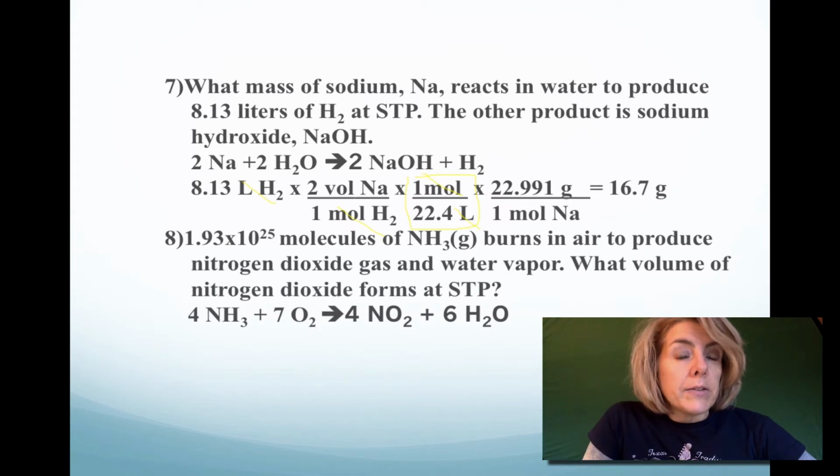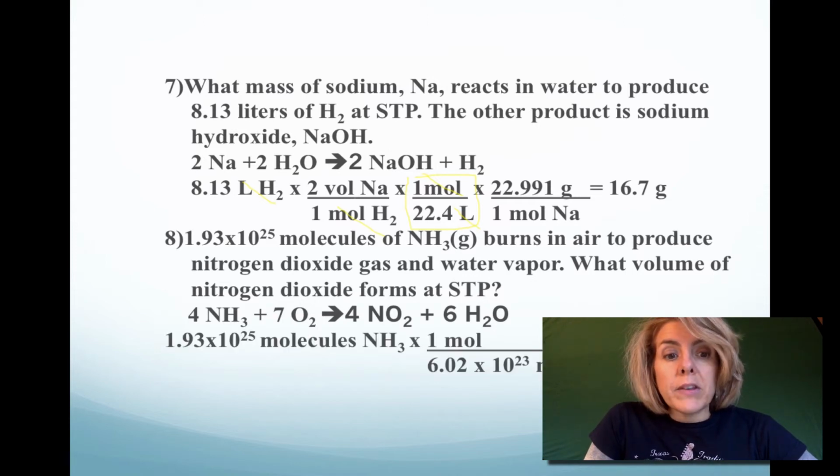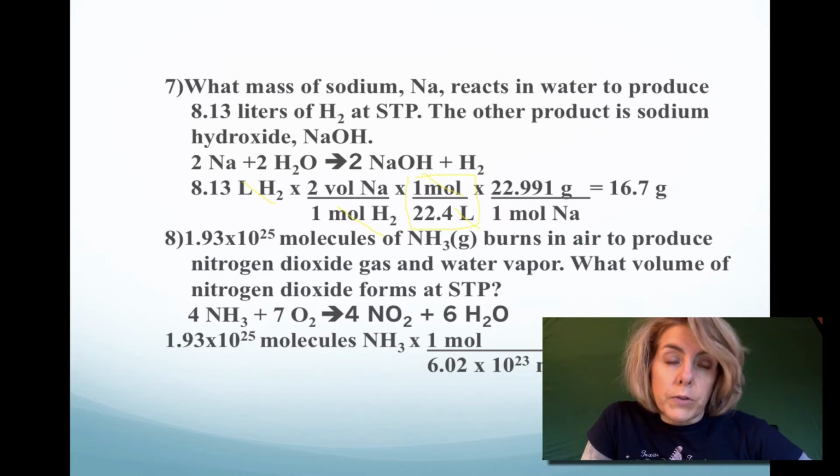Here we have a balanced equation, and we essentially take the amount of molecules that they are giving us, and we essentially multiply it by Avogadro's number. Notice it's 1 over 6.02 times 10 to the 23rd molecules, and that gives us the moles.